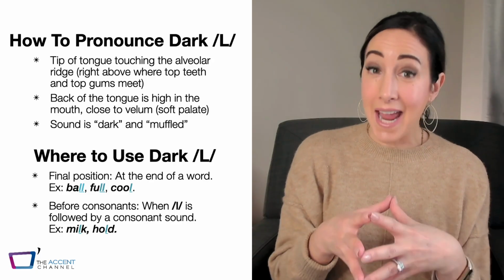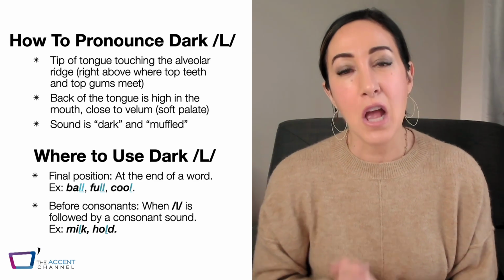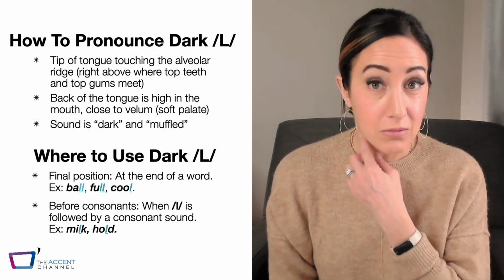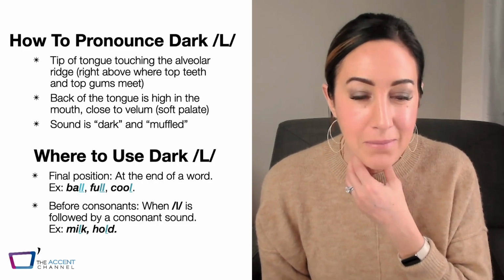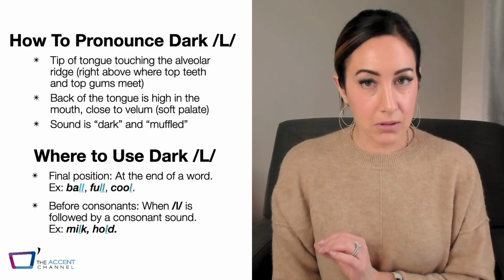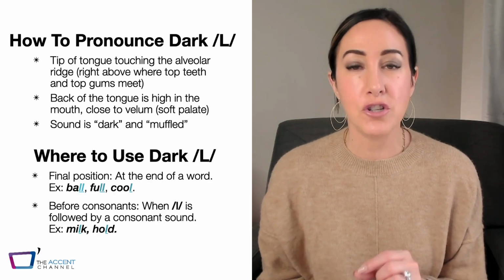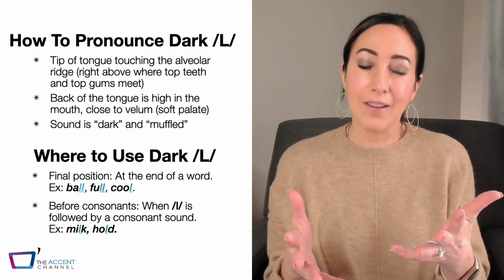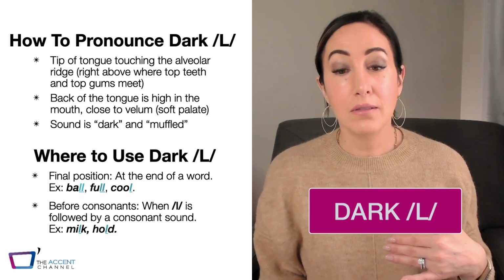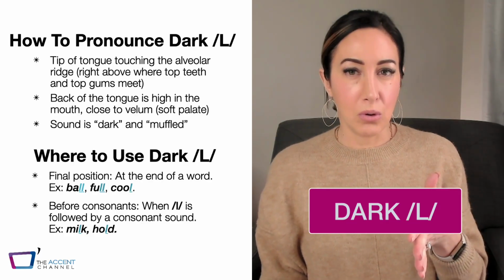The dark L tends to occur, or it does occur in American English at least, in the final position of a word. So you'll hear it in words like ball, full, cool, right? You can hear that there's a little bit of a muffled sound. You'll also hear it before a consonant in words like milk or hold, okay? Let me do a quick comparison of those words. I'll go back to final position, the difference between light and dark. I'll do light first just because that's the way my brain is working today, so here we go. Ball, ball. Full, full. Cool, cool.